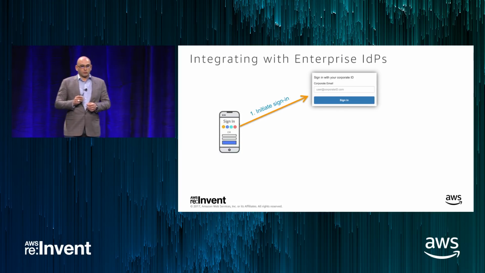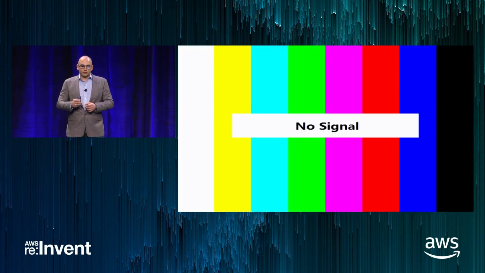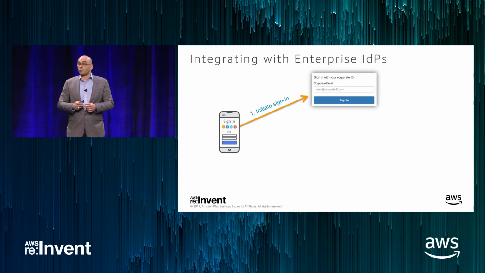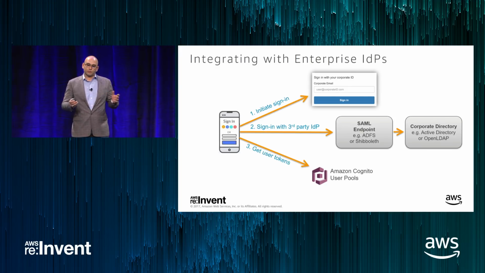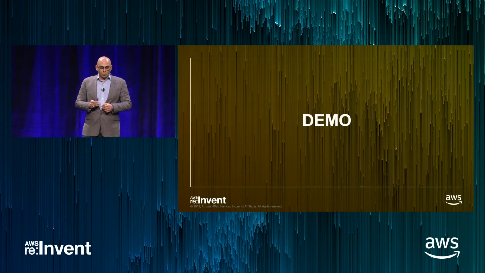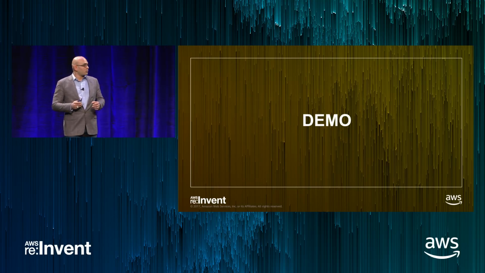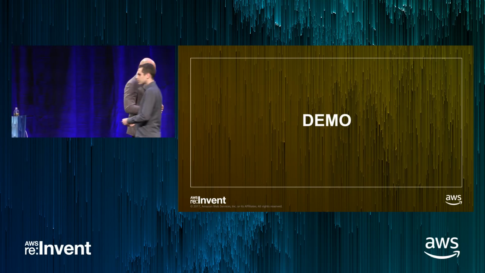With SAML and your enterprise IDPs, the process is quite similar. The user chooses which corporate IDP to log in with. User is redirected. The corporate provider takes care of the actual login, and you're redirected back to Amazon Cognito user pool. So in order to demonstrate this, Justin will take over.